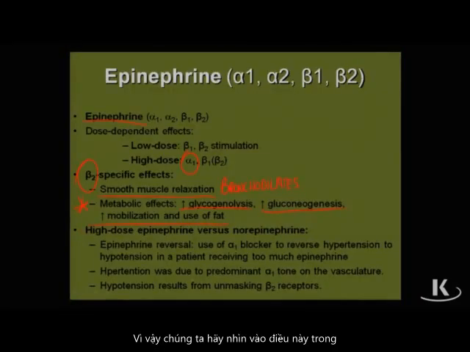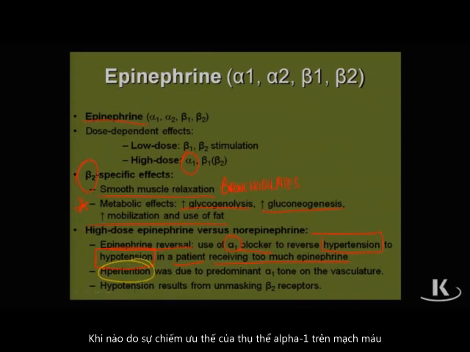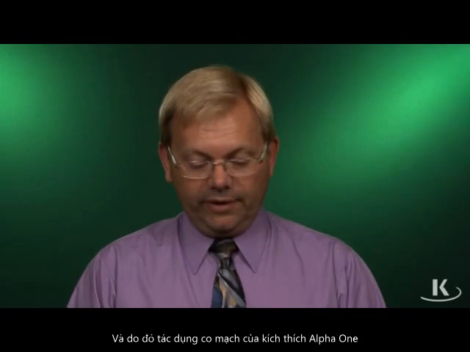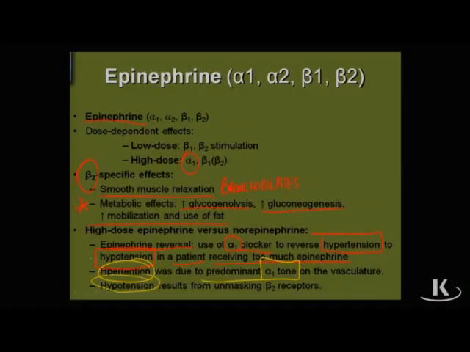So let's look at this in the text here. Epinephrine reversal is the use of an alpha-1 antagonist to reverse the hypertension to a hypotension. It is used in a patient who receives too much epinephrine. What was the reason for the hypertension? Well, remember, the hypertension was due to the predominance of alpha-1 receptors on the vasculature, and therefore to the vasoconstrictive effect of alpha-1 stimulation. Contrast, the hypotension comes from unmasking the beta-2 receptors.